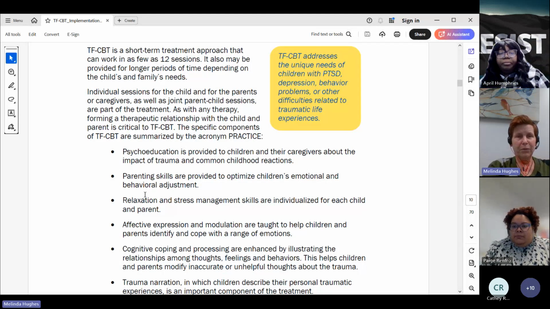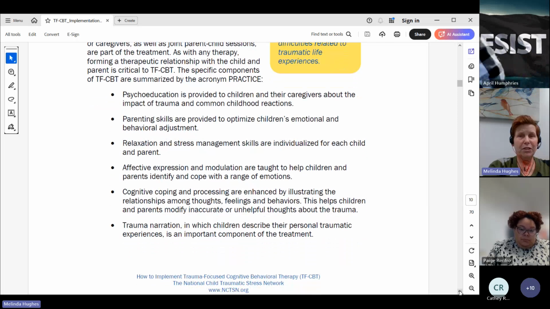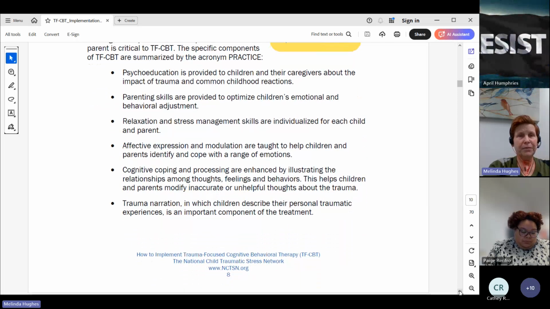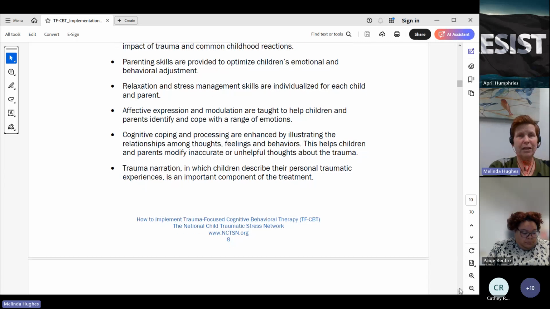The R, the parenting skills, would be for obviously the youth version. Relaxation and stress management skills. There's a reason why that comes so early in this acronym, because those are the stage 1 skills that we need to work on. And the A is affective expression, the emotions that people struggle with.